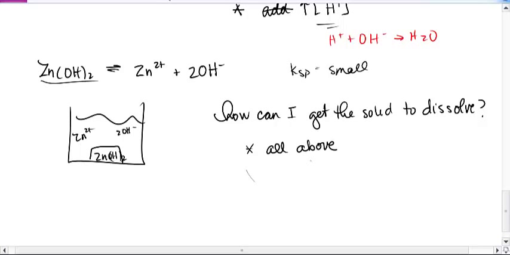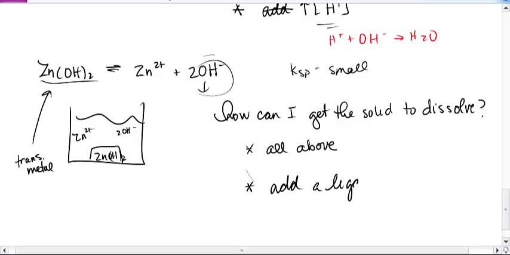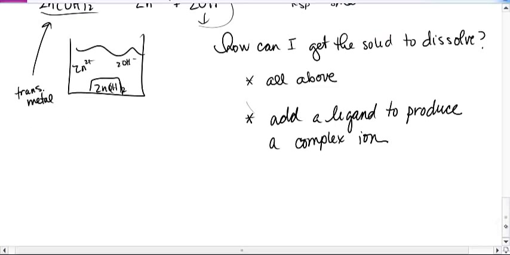We could raise the temperature. That will probably help. We could add more water to decrease these concentrations. That would probably help. We could add an acid to decrease this concentration. That would probably help. But this is a transition metal. So an additional one that you could do is to add a ligand to produce a complex ion. So if that's a possibility, you could do that.